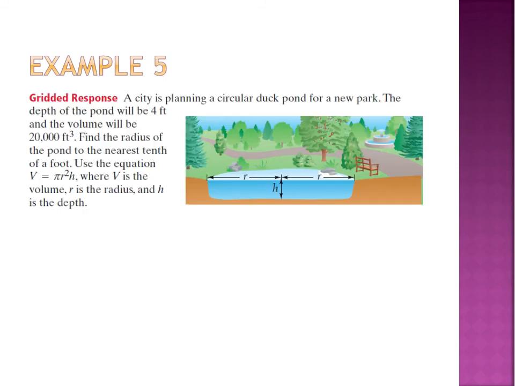And for our last example, example 5, it says a city is planning a circular duck pond for a new park. The depth of the pond will be 4 feet, and the volume will be 20,000 cubic feet. We have to find the radius of the pond to the nearest tenth of a foot. And they're giving us the equation that V equals pi r squared h, where V is the volume. So we can go ahead and plug that in right now. So we have 20,000 cubic feet.